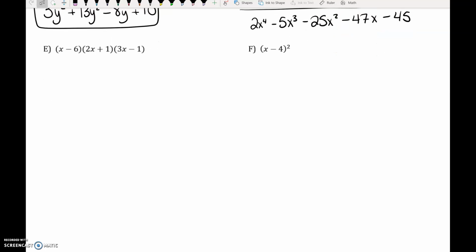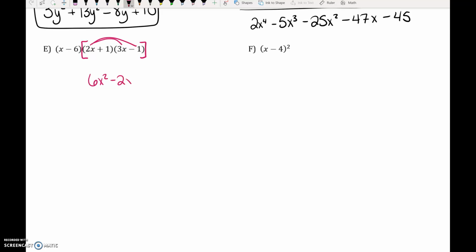Okay, we do need to make sure we talk about example E and F. Example E, I wish there was a super easy, here's how you do this all in one easy step, but there's not. Example E becomes a two-step problem. Your first step is to pick two of these parentheses and multiply them together. It doesn't matter which two you pick. I usually pick the last two just because that's my preference.